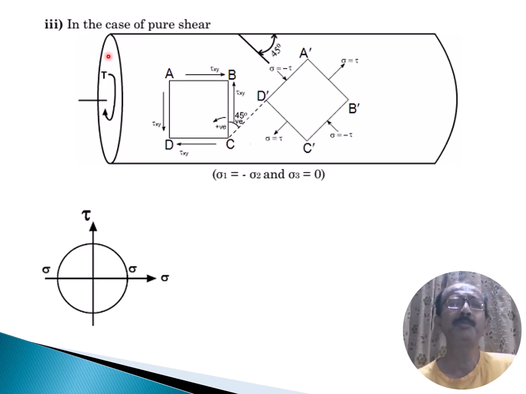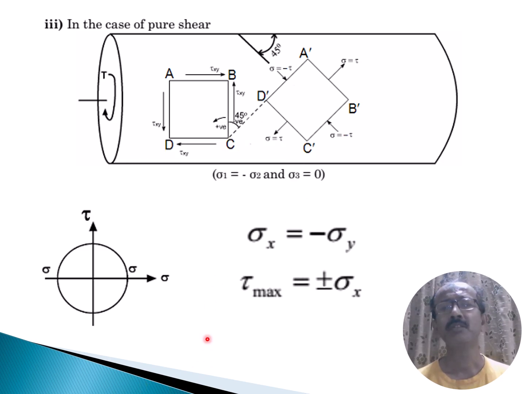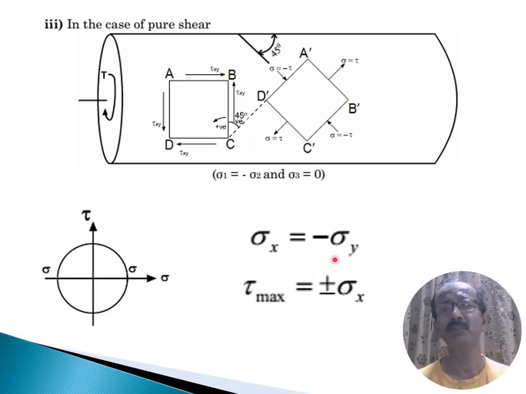So in the case of pure shear, that means a member is subjected to only the torque, we have only the pure shear. There are no direct stresses, no sigma present. So this is the Mohr's circle. Sigma x is nothing but minus sigma y, and tau max is plus or minus sigma x. So this is the diagram of the Mohr's circle.